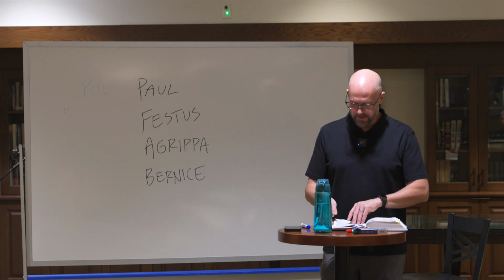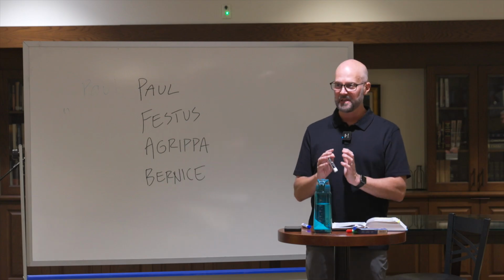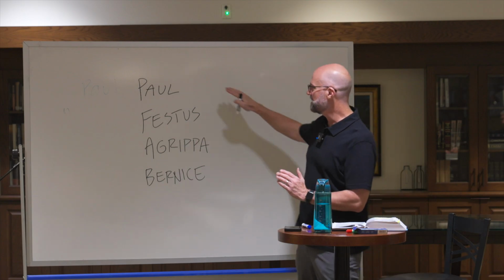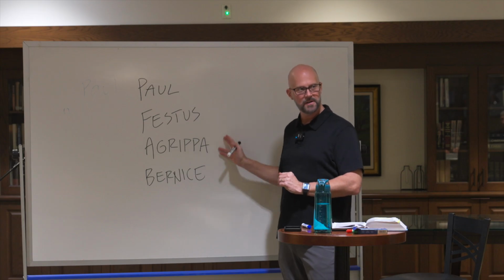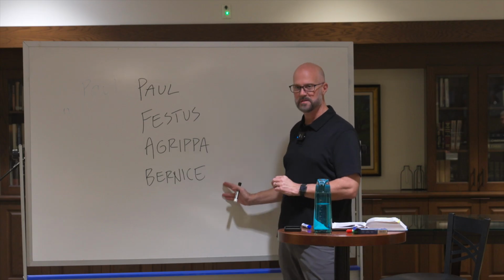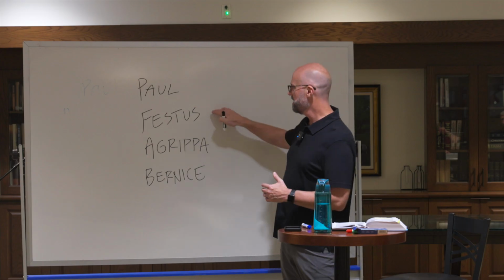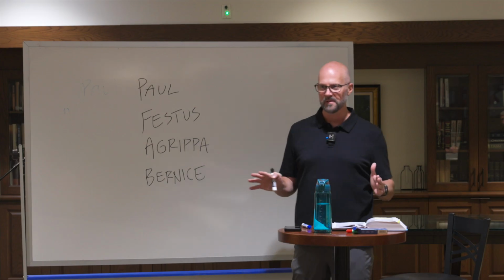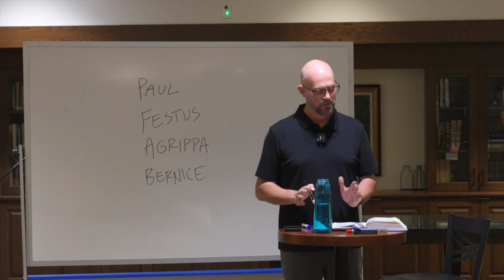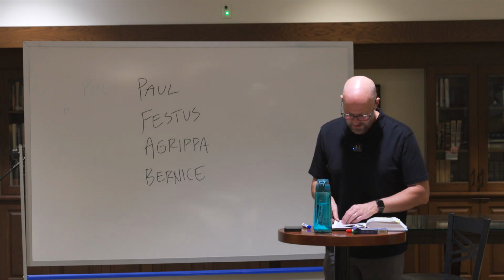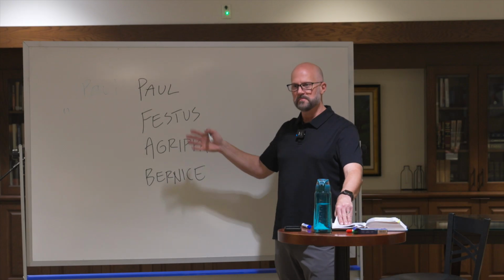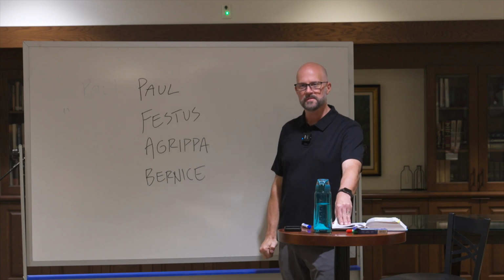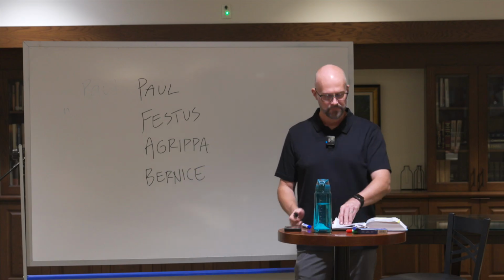Okay, so that kind of closes out chapter 25. We've seen Paul on trial with Festus. We've seen King Agrippa and Bernice enter the scene, and we've seen Festus bring them up to speed. So everyone's kind of up to speed. So what's left now is for Agrippa to ask Paul, fill me in, what's your side of the story? Tell me what happened.